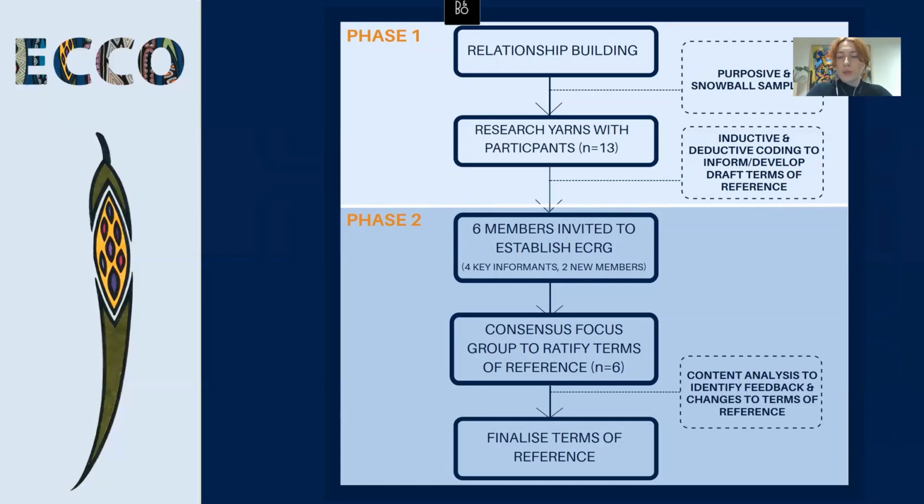In phase two, we also used the findings of phase one to invite 6 Aboriginal people to become members of the ECCO Community Reference Group. 4 out of the 6 invited members were participants who had also participated in research yarns. And so at this point in the study, we recognised that the process of conducting research yarns, although quite time consuming, was an important relationship building process in and of itself.